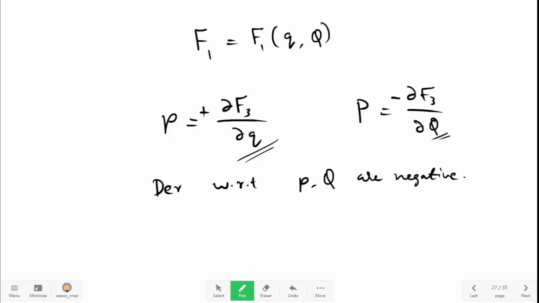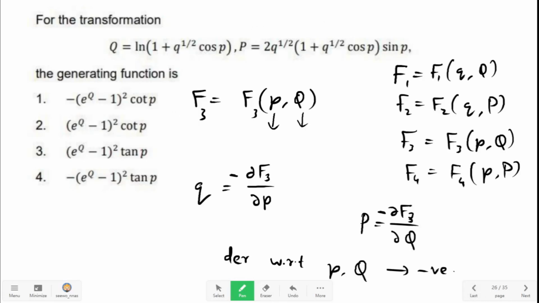Now let us come back to our problem. In step 1 we determined the type of generating function. In step 2 we wrote the differential relations. We got the relations to be small q is equal to minus del F3 upon del small p, and capital P is equal to minus del F3 upon del capital Q.